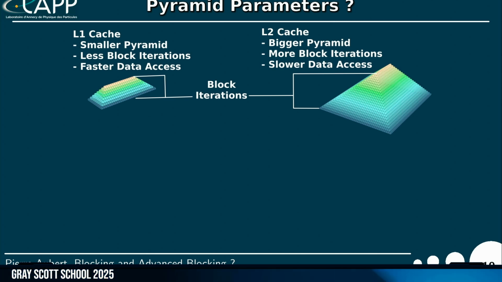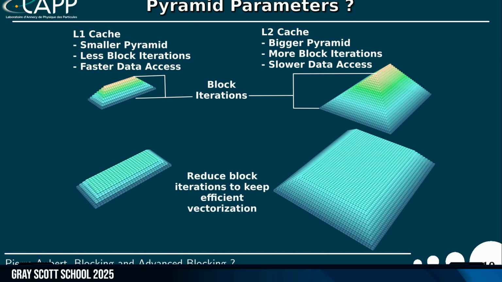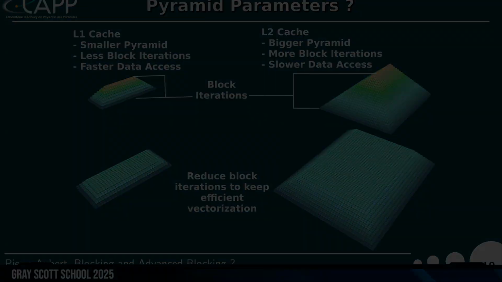So you will also have to play with that to be sure, depending on your architecture, your latency and your memory, which is the best solution, and Sébastien will present his results about that. And also you can crop the pyramid to reduce the amount of time that you don't vectorize well, to be sure that you are efficient all the time.